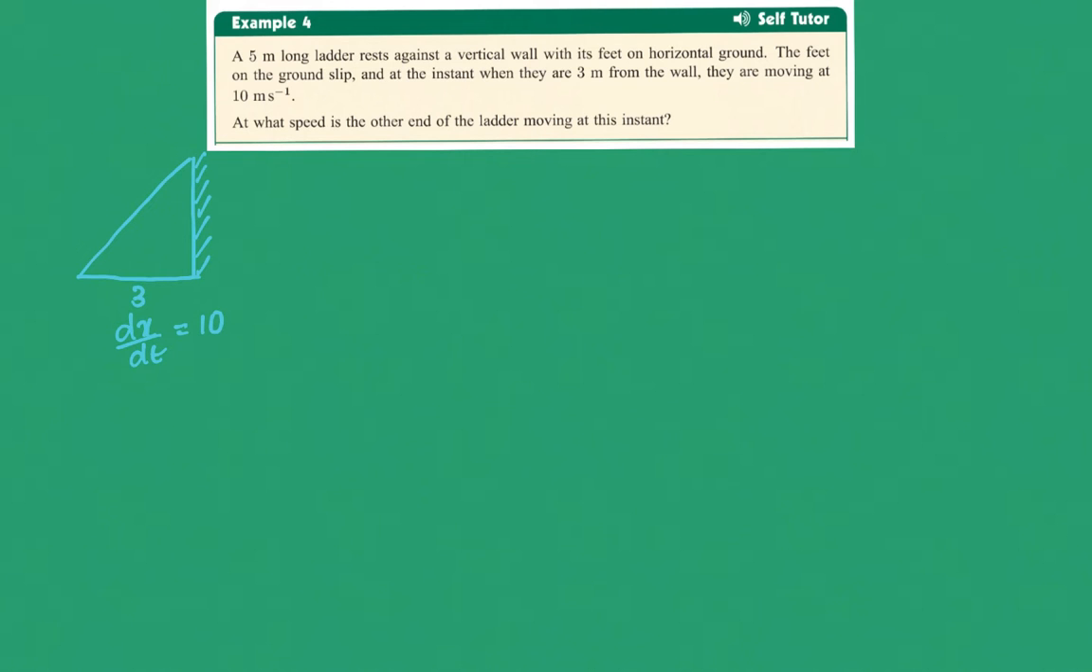So dx/dt tells us the speed of the feet, which is 10. dy/dt is what we want. We know the ladder's 5. We know the horizontal distance is 3. We're going to call that x. We're going to call the vertical distance y. And we can establish an equation, x squared plus y squared equals 25.